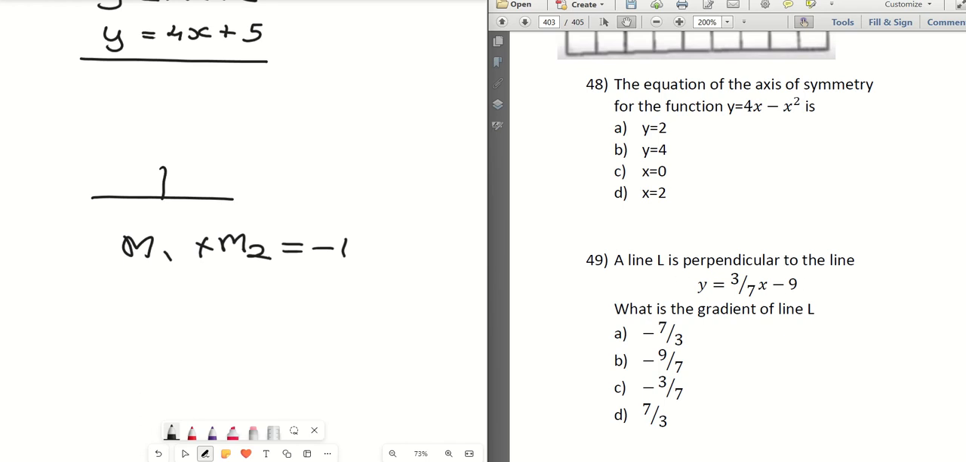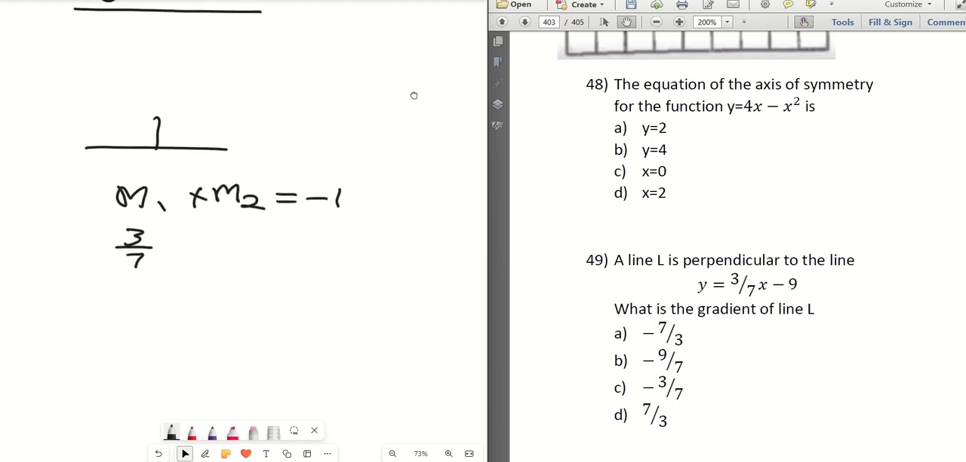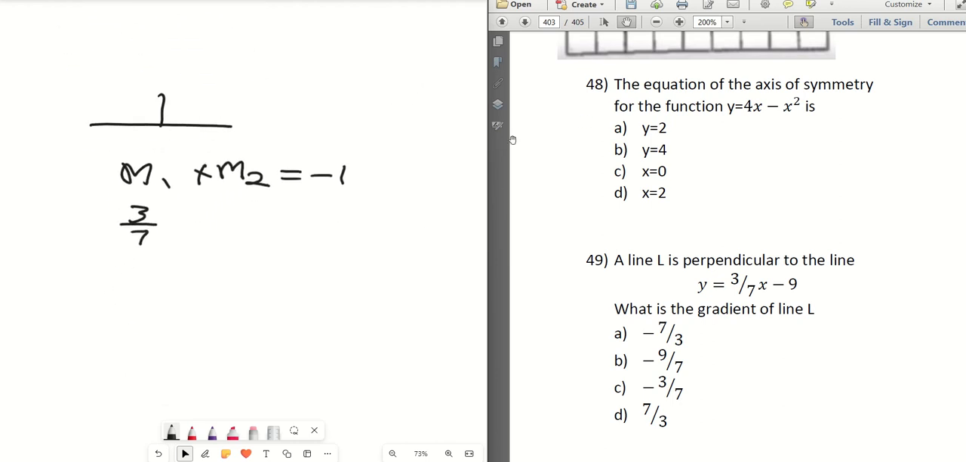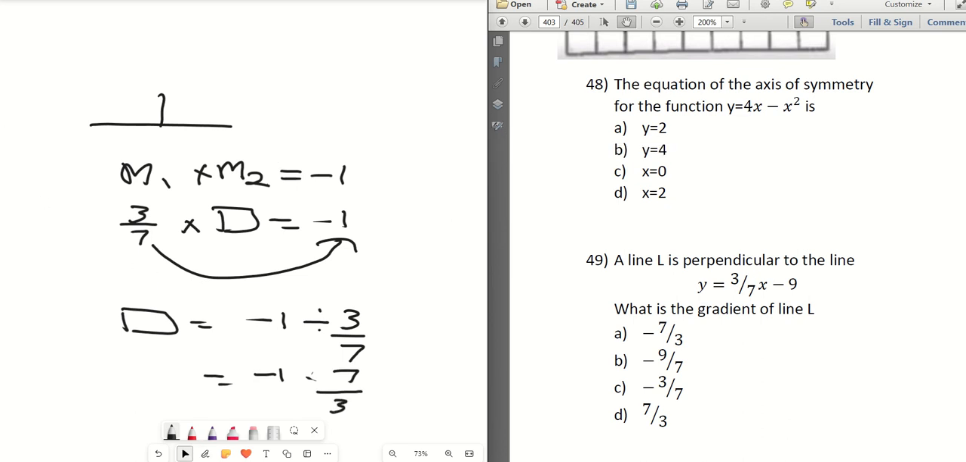From here, you can see that your gradient is 3 over 7. Remember, I said that the equation of the line is always y equals mx plus c. The coefficient of x is your gradient, which is m, right? So that's 3 over 7. 3 over 7 multiplied by what would give you -1? You carry this across, and it turns to divide. So the box is equal to -1 divided by 3 over 7, which is -1 times 7 over 3. So that is -7 over 3, which is A. So number 49, the answer is A.